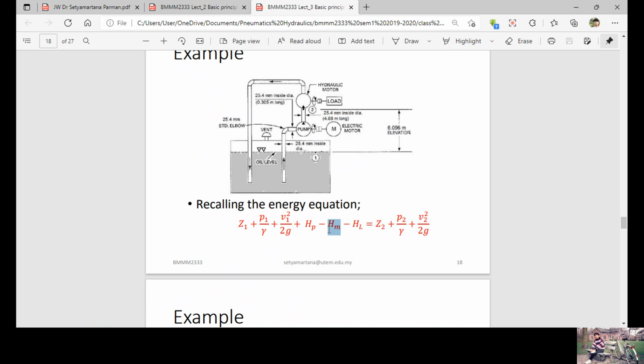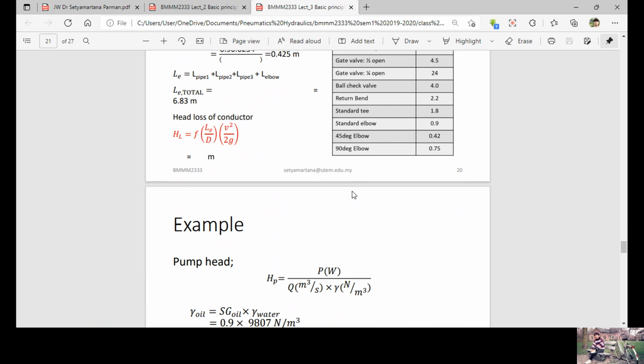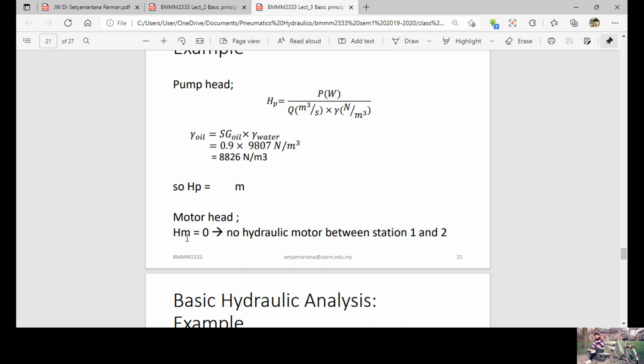So the hydraulic motor we assume right here is the hydraulic motor that is supporting the load, that is giving the power to the load. So it means Sm is equal to 0. So motor head Sm equals 0. There is no hydraulic motor between station 1 and 2.